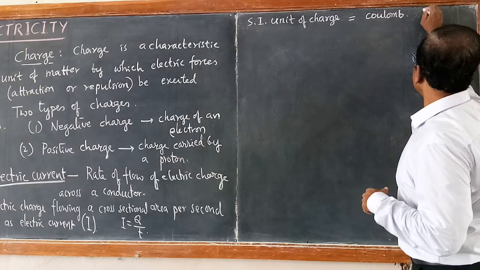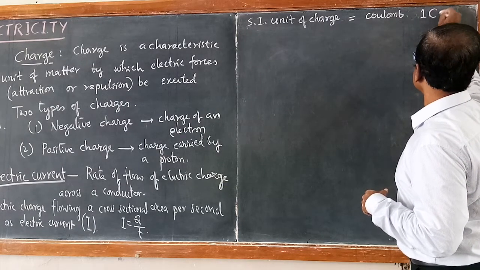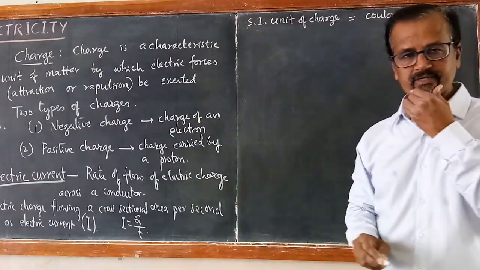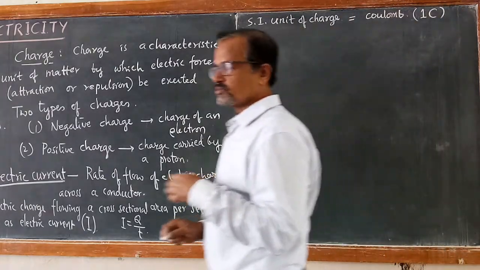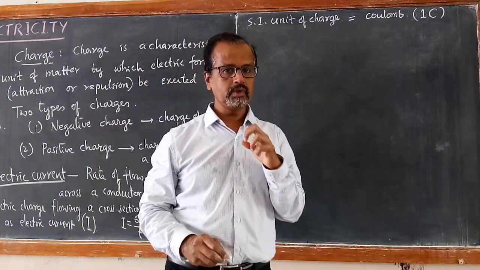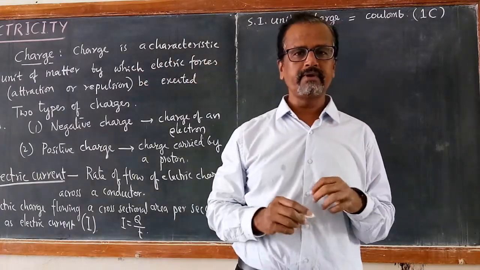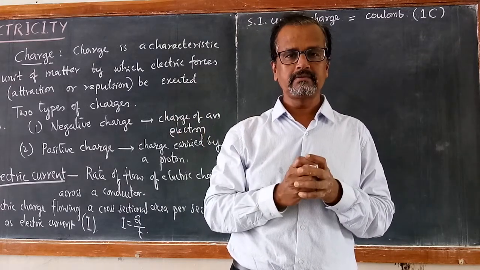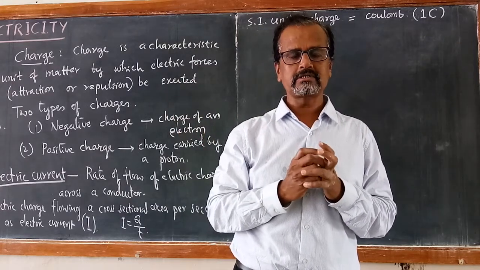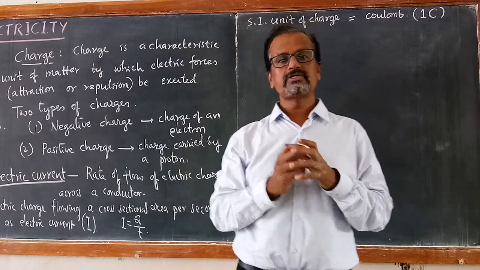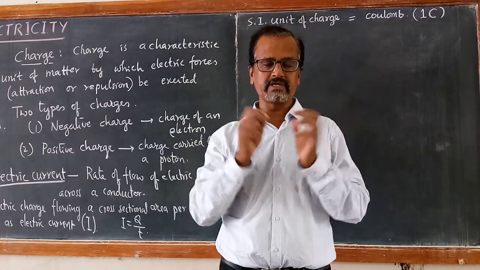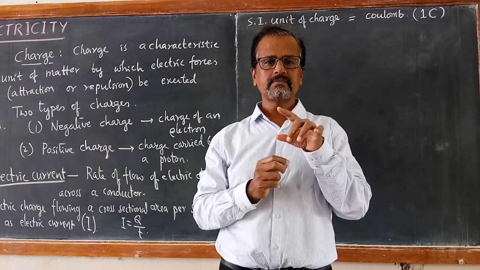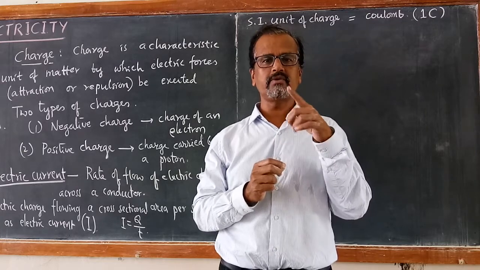1 Coulomb is written as capital C. Capital C is the notation for Coulomb. Then what is 1 Coulomb of charge? You know, in a conductor, you will find a large number of electrons available. What do you mean by electrons? Electrons are the charge carriers which carry negative charges. Electrons are present in an atom outside the nucleus. These electrons revolve around the nucleus.